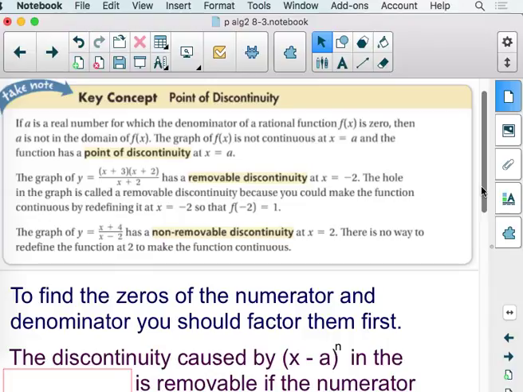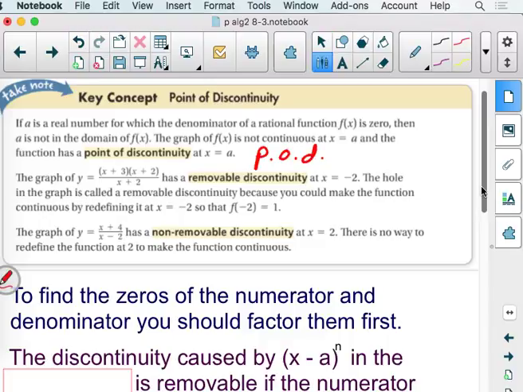If a is a real number for which the denominator of a rational function is zero, then a is not in the domain of f of x. This we already know. Asymptotes, you have to leave them out of the domain. You cannot use them. So they are called points of discontinuity. Now I'm not going to write out points of discontinuity every time we do these. I'm going to use POD, P-O-D, point of discontinuity. Vertical asymptotes are considered PODs. So are holes. Holes are considered points of discontinuity.